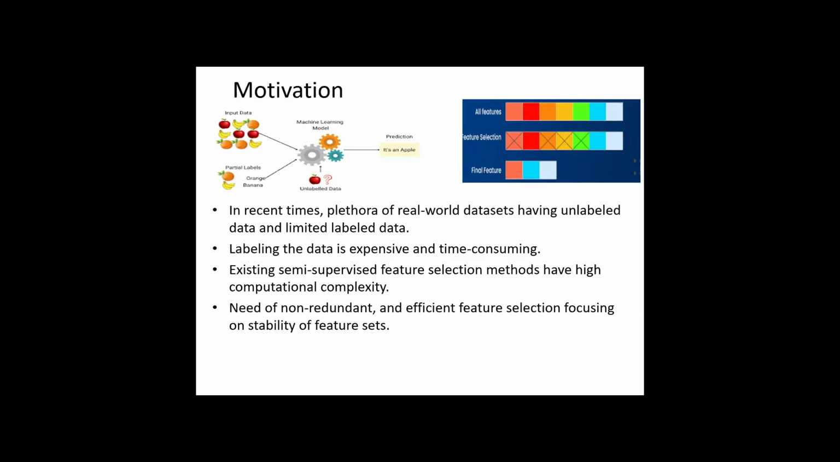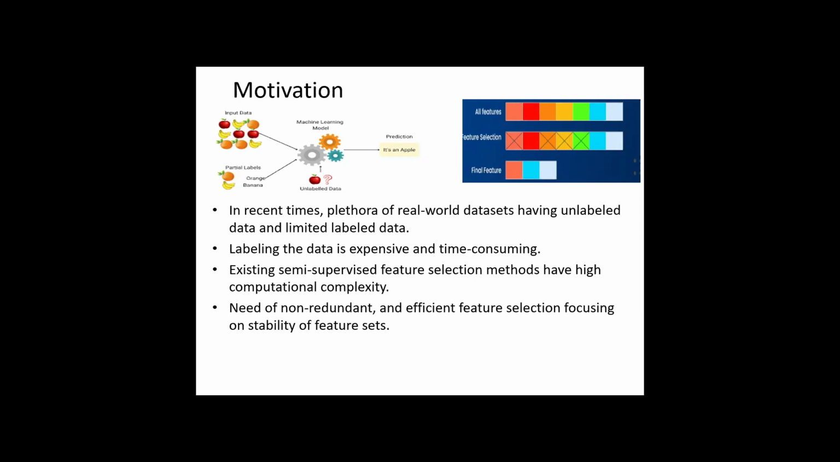So that is why we went with these concepts. Semi-supervised feature selection is already there, but the algorithms that are there are highly complex, and what we need is non-redundant feature selection methods. And one more important thing that the other feature selection methods missed out was stability. Stability, I mean, if a feature set has some feature components, how stable they are, how consistent they are, how many times they will repeat. That was the concept where we stressed.